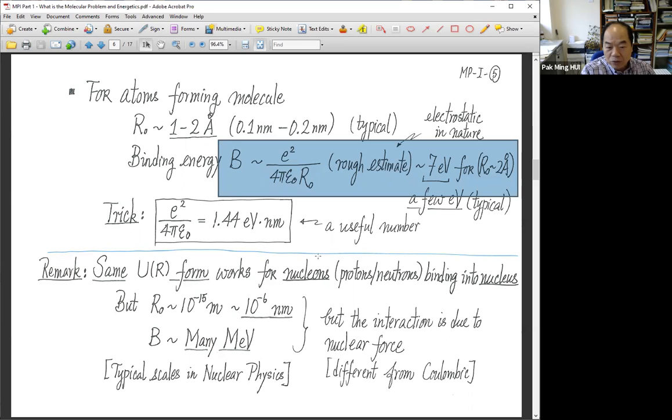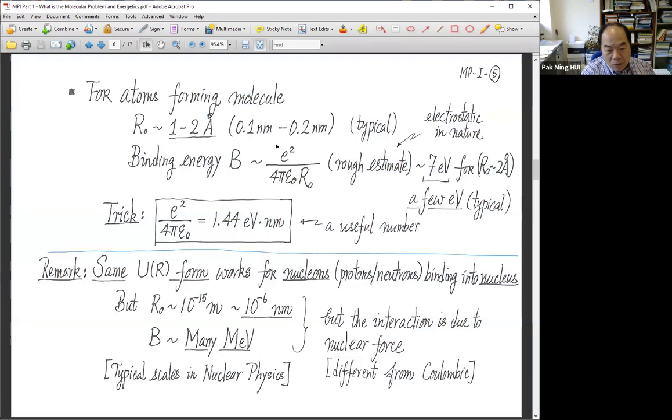Plugging in 1 to 2 angstrom in the denominator, we are handling an energy scale of a few eV, a few electron volts. Nothing surprising, this is the atomic scale. You use atoms to form molecules. So this binding must be of the same order of magnitude, okay? Now, for those who like numbers, there is no reason why every time you use your calculator to plug everything in again and again. So here, I give you a number for this very common combination.